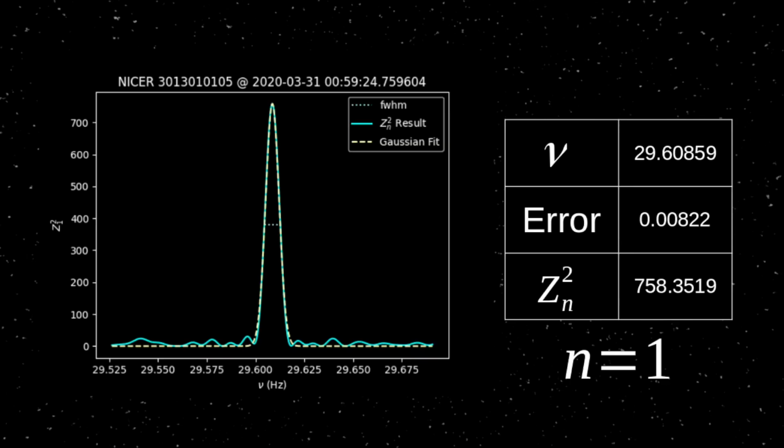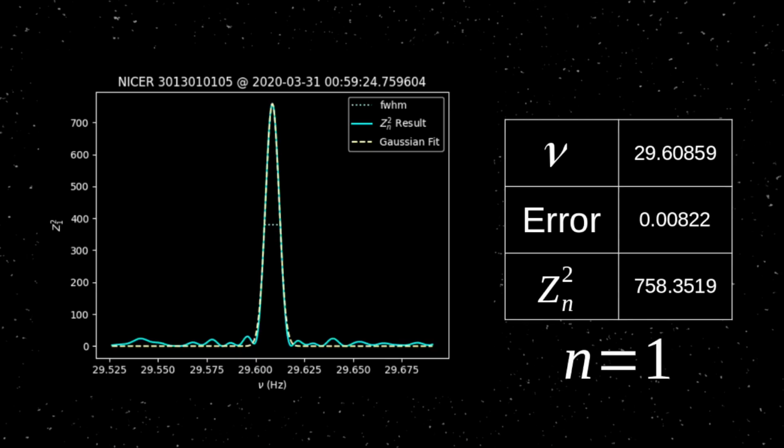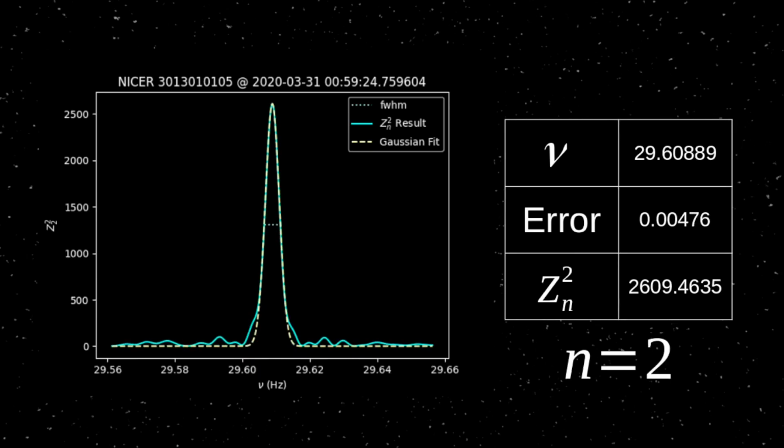But what happens when we go to Z2 squared? Well, would you look at that? Our Z2 squared value jumps significantly, and our error bars nearly halve. Let's take a look at that again. You'll notice that we see significant improvements in the results with Z2 squared rather than Z1 squared.